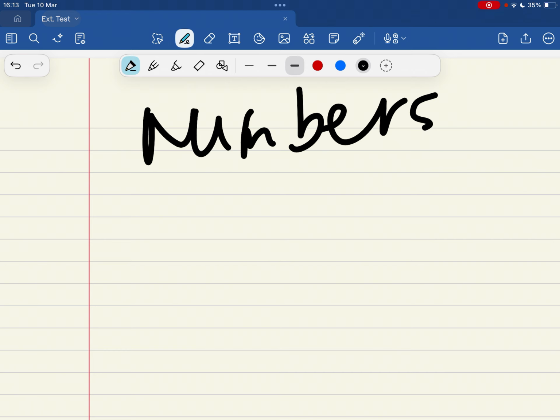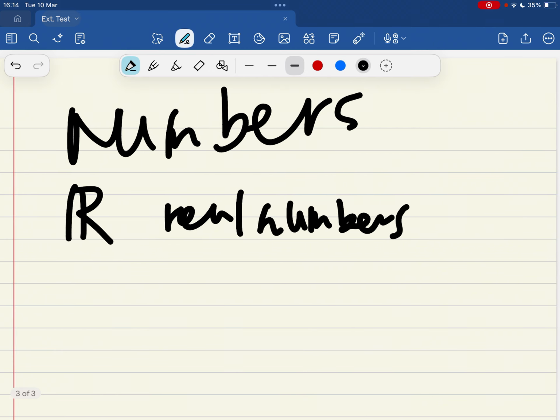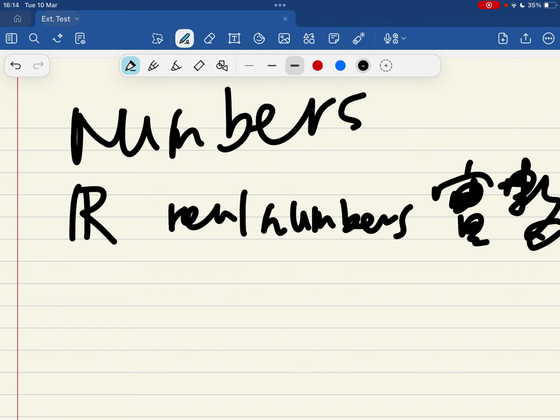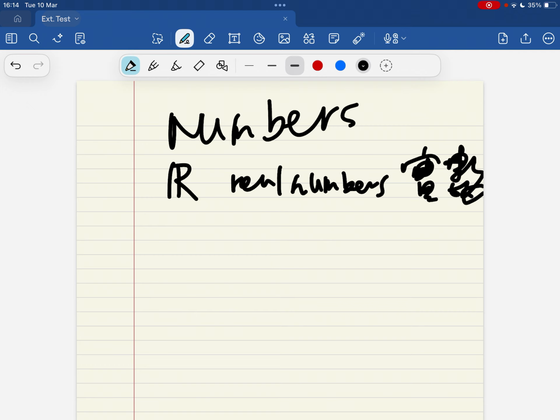So the numbers we all know is called real numbers, defined as this weird bold-looking R, and they're called real numbers. Or in Chinese, you would call them 实数. Now, real numbers are basically every single number we know, whether they are irrational, whether they are fractions, whether they are integers, any number that we know.